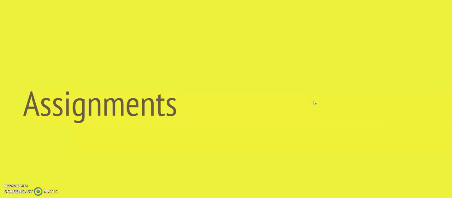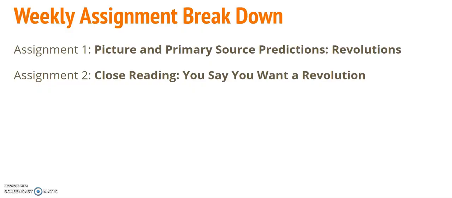Now let's talk about your assignments for this week. The first thing you are going to do is a picture and primary source prediction of the different revolutions we will be learning about. So you are going to look at pictures from the different revolutions. Some of these are primary sources, meaning that they were paintings created during or right after that time period by people that were there. And then finally, you will complete a close reading titled, "You Say You Want a Revolution."